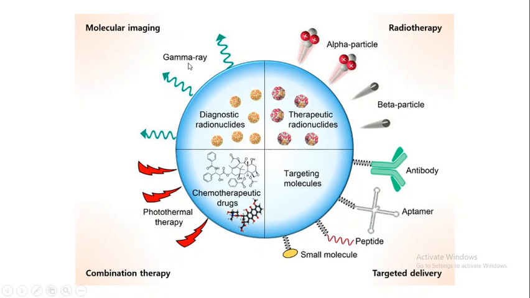If we look at gamma radiation, it is used as diagnostic radionuclides. As you have seen in our previous lectures, radionuclides are labeled to a biomolecule, directly or indirectly through a chelator agent. When these biomolecules are injected into the patient's body, they get into the cell machinery where they emit the radiation by maximum accumulation.